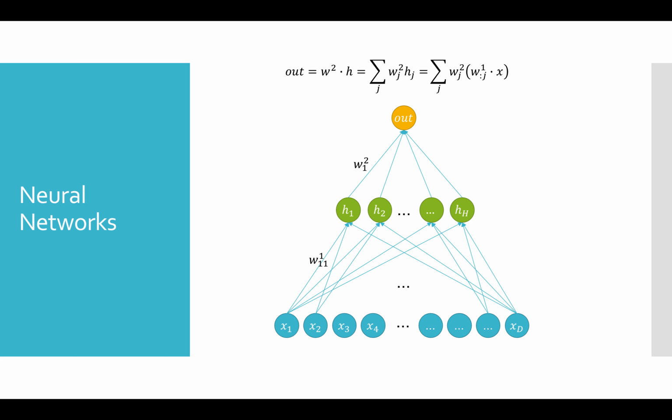So if we combine those two things, if we combine the hj with the output, we actually get this expression where we have the sum over all j, w2j times w1 colon j dot product with x. All I'm doing is substituting here, so there's no need to panic about the math. I'm just substituting in the equations from here.